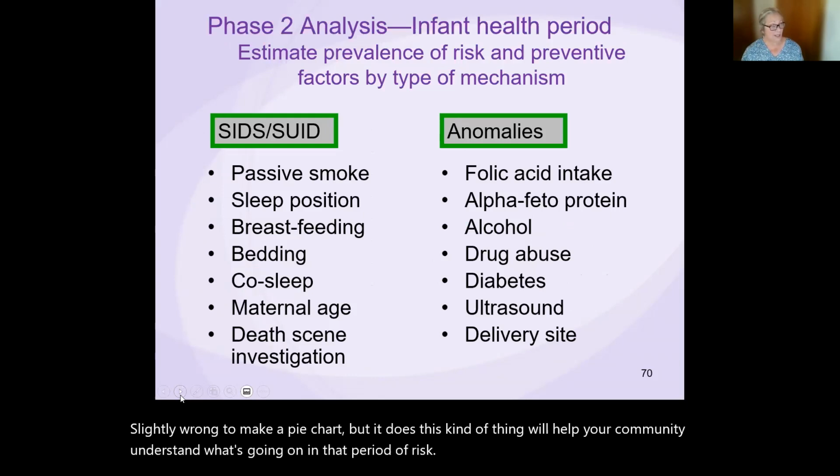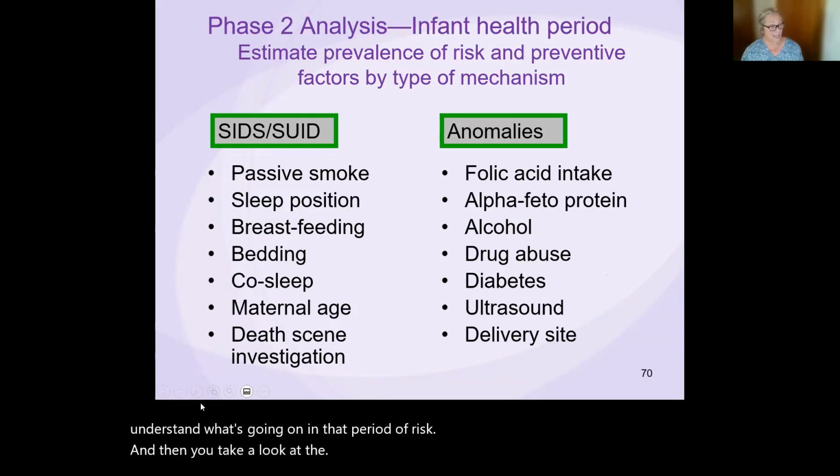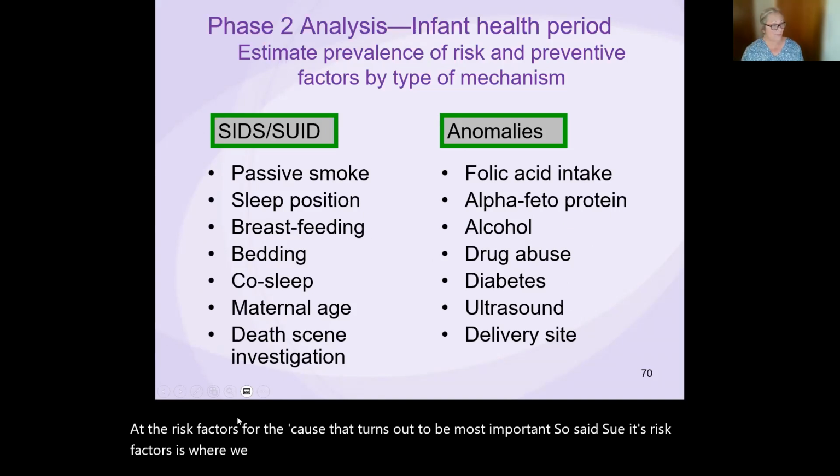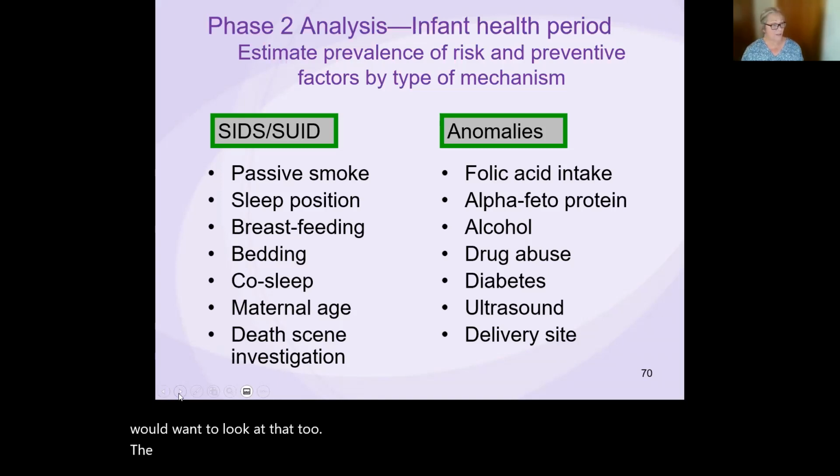And then you take a look at the risk factors for the cause that turns out to be most important. So SIDS risk factors is where we would look now. If we had another one of those come up as important, we would want to look at that too. The risk factors are different. And some of these risk factors that are listed are things that are not available in vital records data.